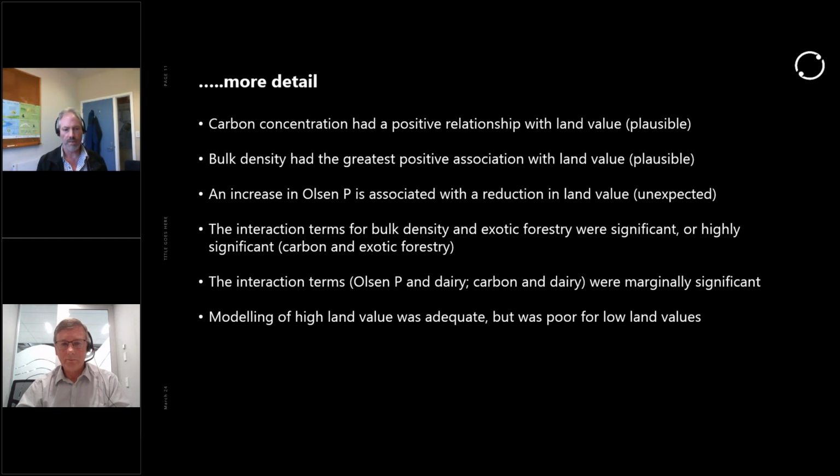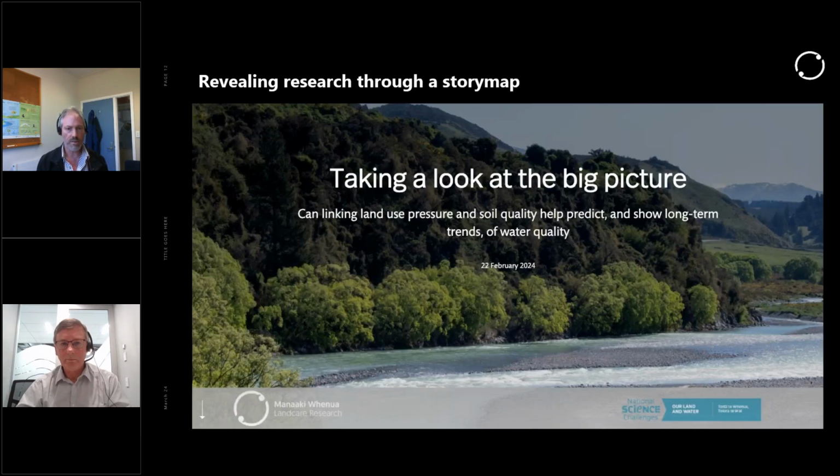And we found that generally the modelling that we did, particularly of high land value, was pretty good, but it wasn't particularly good for things like low land value, so perhaps a bit of work in the future there. So I'll just introduce you to the story map.